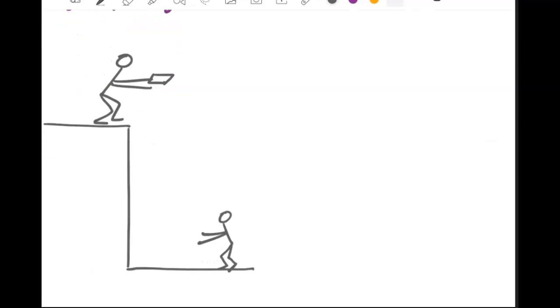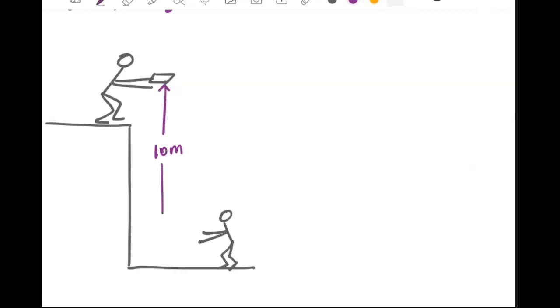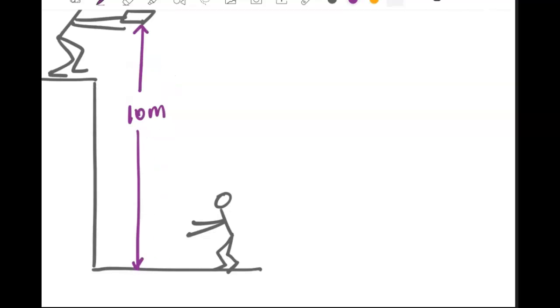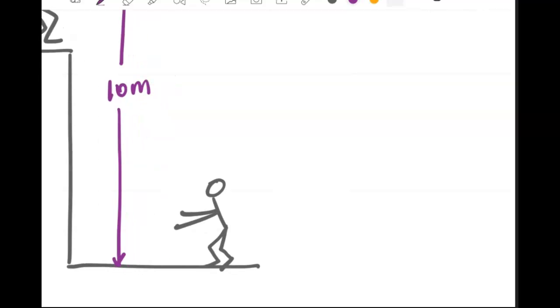And what do we know? So we know that this is 10 meters. I'm just drawing the picture at this point. And I think the outstretched arms are 1.5 meters above. So we'll do this 1.5 meters. There we go, like that. And she's going to catch it.